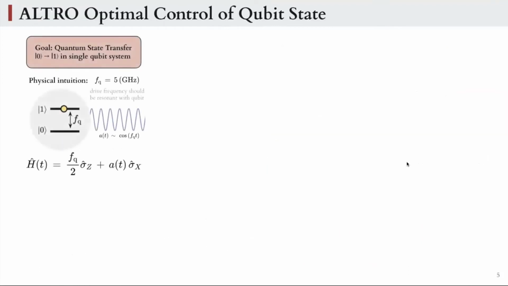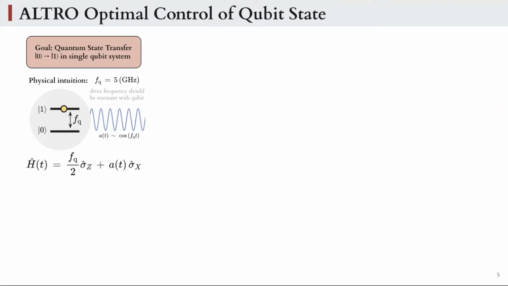To demonstrate the utility of the package we've developed in this final project, QControl.jl, let's look at the optimal control of this qubit system. Here, our goal is quantum state transfer, going from the 0 state to the 1 state in the single qubit system. Our physical intuition tells us that if we drive this system at a frequency equal to the characteristic frequency of the qubit, then we should be able to drive transitions between the 0 state and the 1 state.